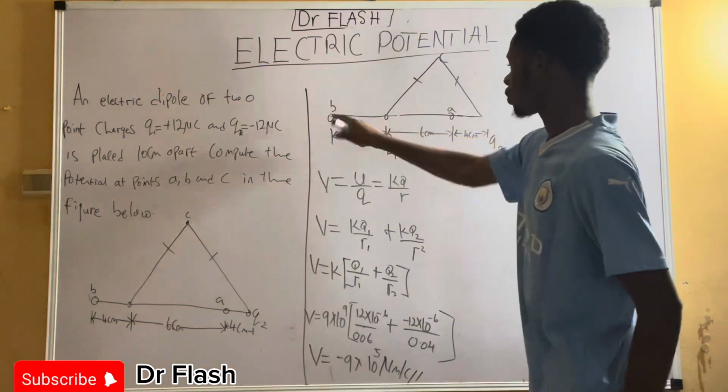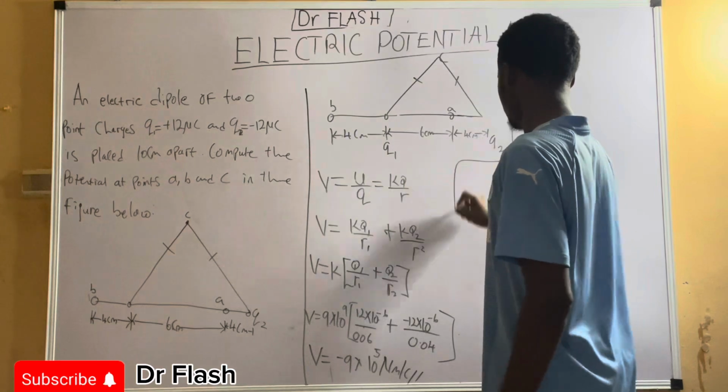Now, how about the potential at point B? How are we going to solve a problem like that? Let's solve for the electric potential at point B.